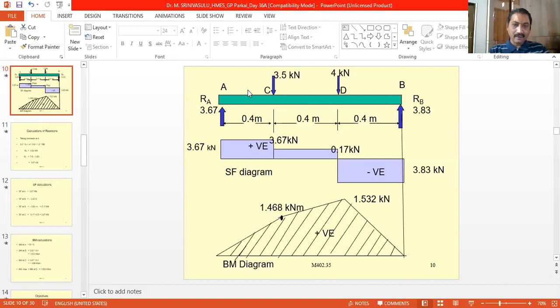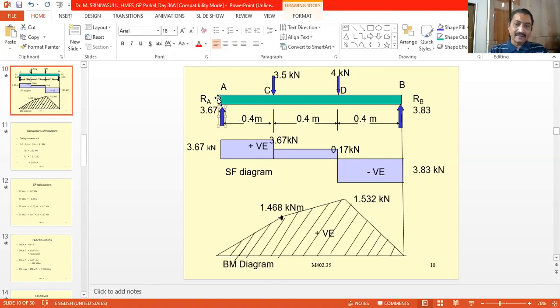Otherwise also, we can check by considering the forces which are acting only to the left of the section. Now if we take a section at the point C, to the leftward we have only one force. What is the force? That is RA, equal to 3.67 kN, acting at a distance of 0.4 meters. So the moment is equal to 3.67 into 0.4, and which type of moment is it causing?